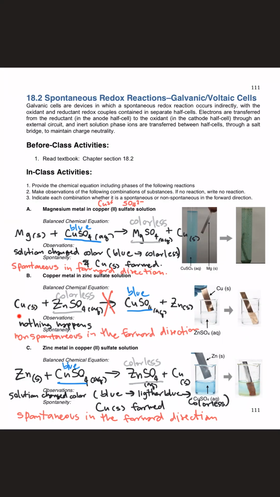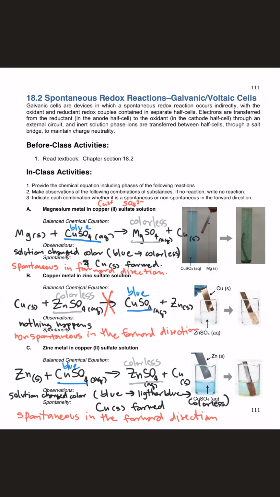So copper plus zinc sulfate is the reactant now, and it doesn't happen because it's non-spontaneous in the forward direction. But in example C, the zinc sulfate and copper now become the product. Therefore, in this case, it's not going to be spontaneous in the reverse direction because the reverse direction is non-spontaneous. We already confirmed that as part B.